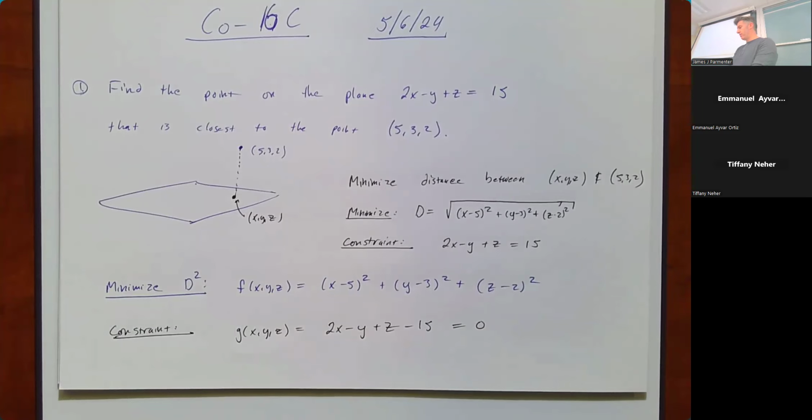And I don't know if Dr. Burke has talked about this or not, but it is true and very frequently done that instead of minimizing the distance of something, you minimize the distance squared. You still end up getting the same x, y, z coordinate, which is great. So we're going to do the usual thing.